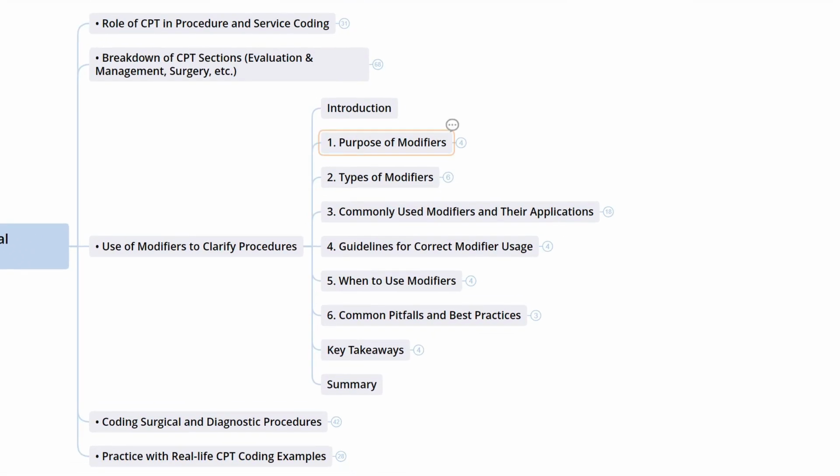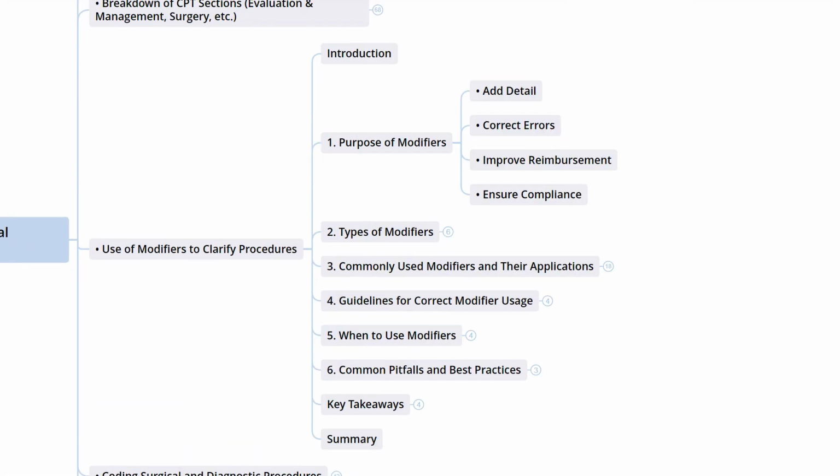Purpose of modifiers: add detail to specify variations of a procedure, such as bilateral procedures. Next, correct errors to indicate when a procedure was altered or performed under special circumstances.